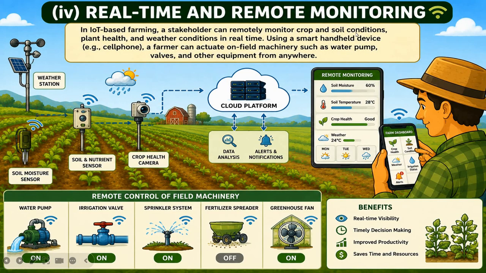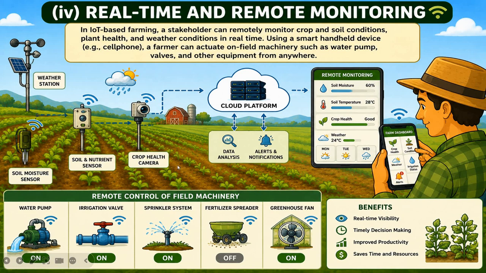Then you have real-time and remote monitoring, where it shows how farmers can monitor and control their farms from anywhere using the mobile phones or the smartphones and internet connected devices. Now in the field, here you can see there are different sensors like soil moisture, soil and nutrient sensor. Then you have crop health camera.